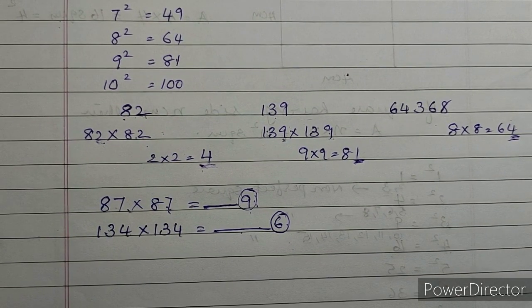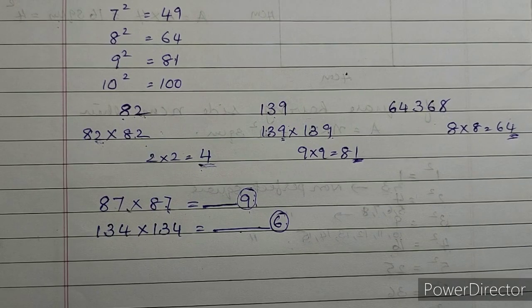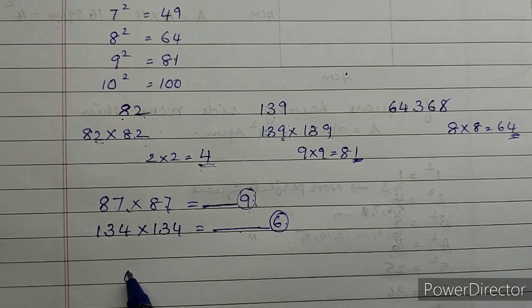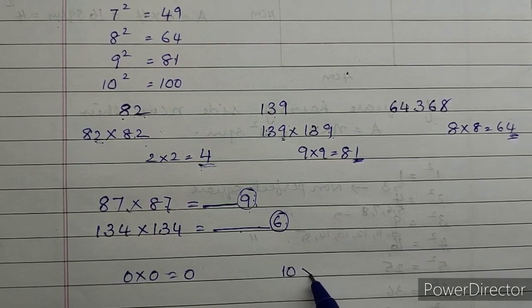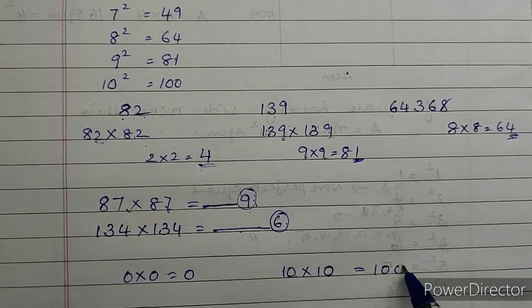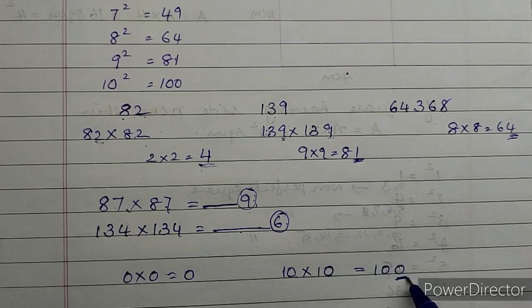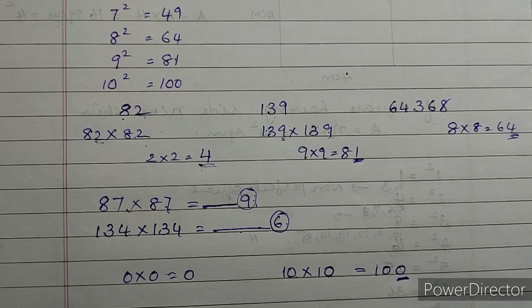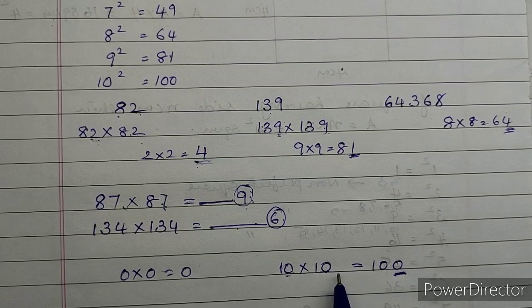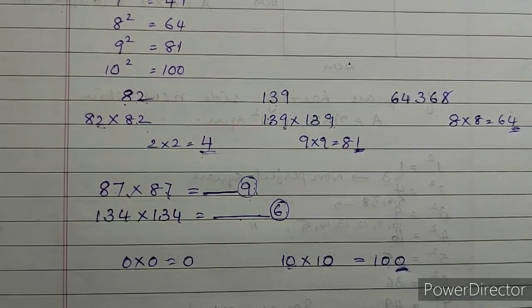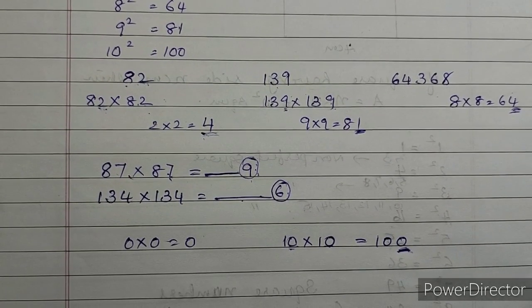If a number has 0 in its unit place, then its square ends in which number? You know that 0 into 0 is 0 only. Or 10 into 10, you see, last digit is 0. So it is 100. So the digit ends with 0 only. So if any number has 0 in its unit place, then the square ends in 0 only. That is the second property of square number.